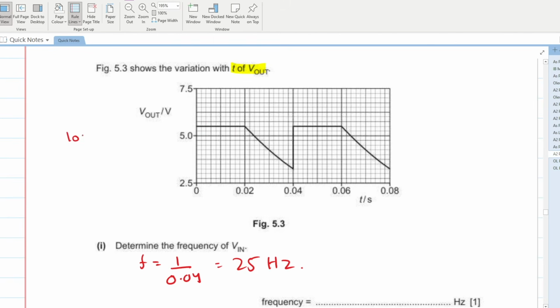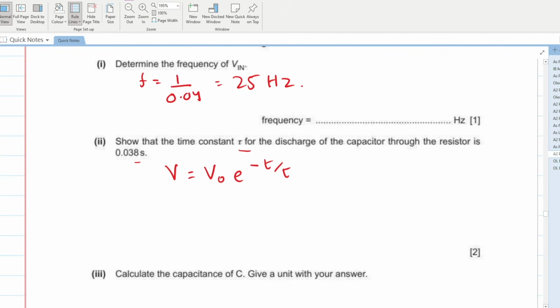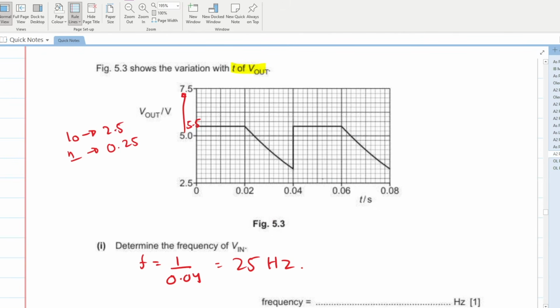10 boxes give you a unit increment of 2.5. 10 boxes में आपका कितने यूनिट का इंक्रीज हो रहा है? 2.5. 1 box will give you an increment of 0.25. So this is 5.5. Peak voltage क्या है भाई? 5.5. Place it here. Now let's see the voltage here. The voltage here is 3.25.